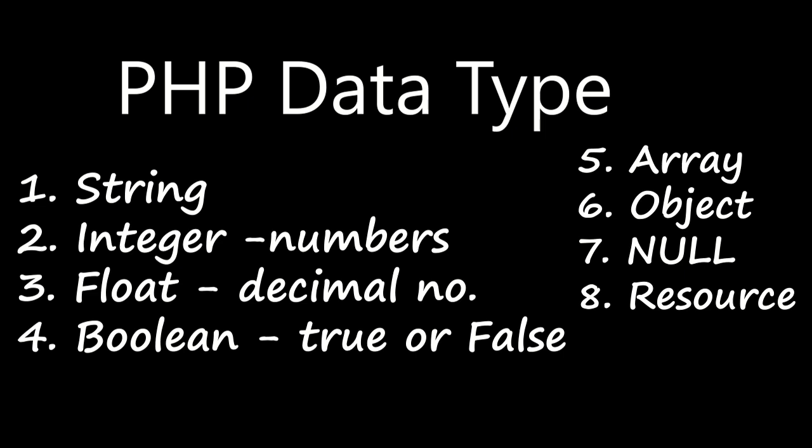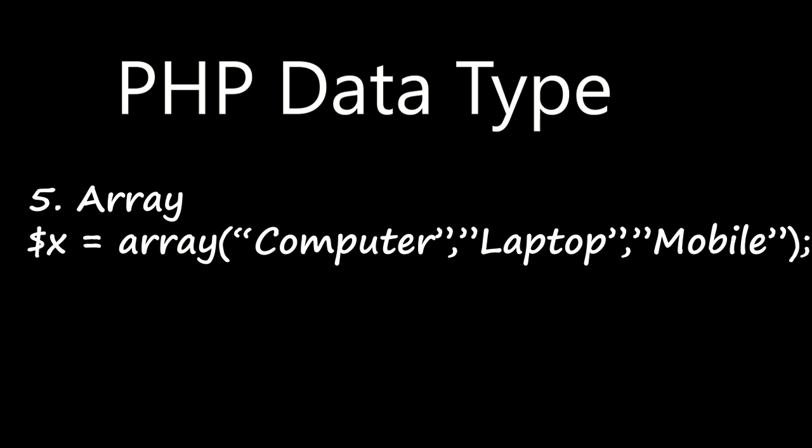Array is a data type which has multiple values in a single variable. Only one single variable will be there, and inside that itself we can hold many values. Simply, we can say we have a hand, and inside the hand we have 1, 2, 3, 4, 5 fingers, right? Likewise, an array is a data type which has multiple values in a single variable.